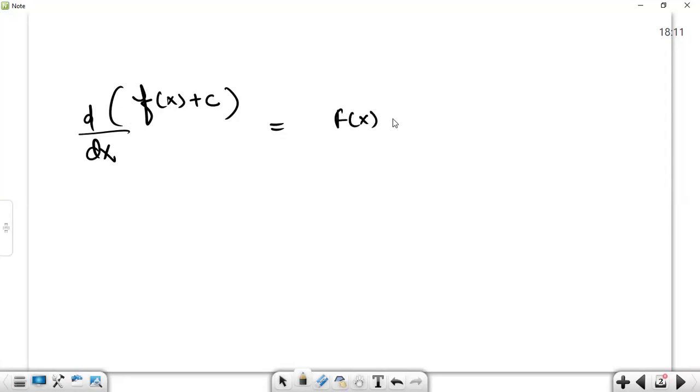Let us say this is some function f of x plus c. If we differentiate it, as we have discussed earlier, the differentiation of this is represented by capital F of x plus the differentiation of c, which is 0 with respect to x. This is what things look like while differentiating it.